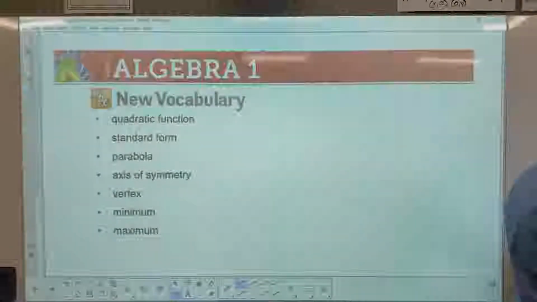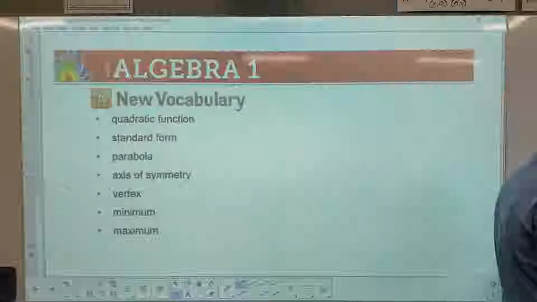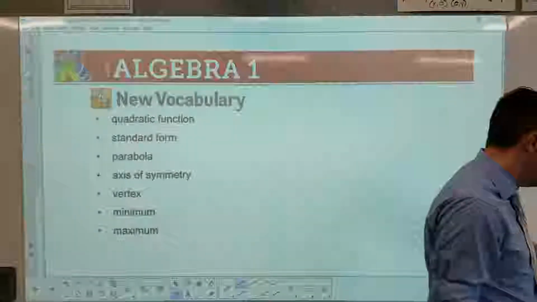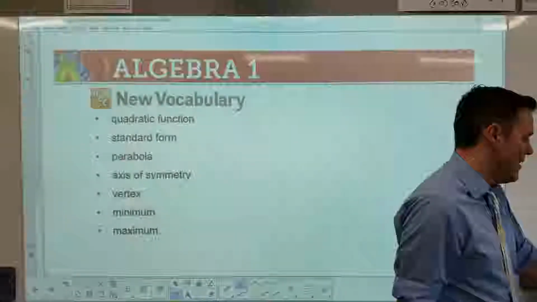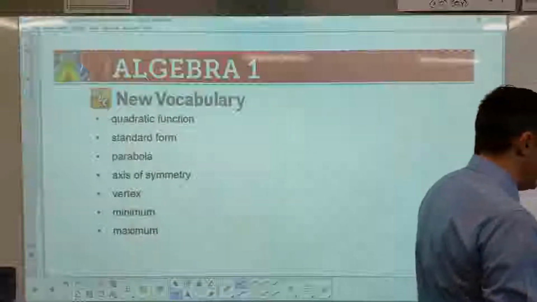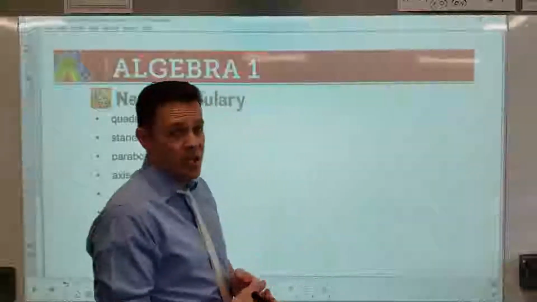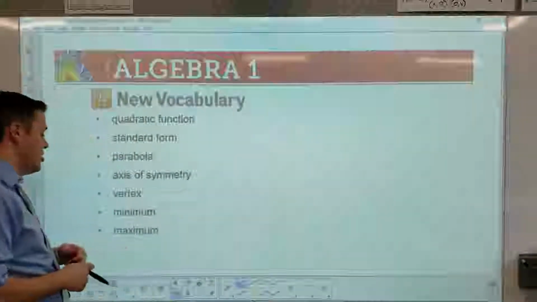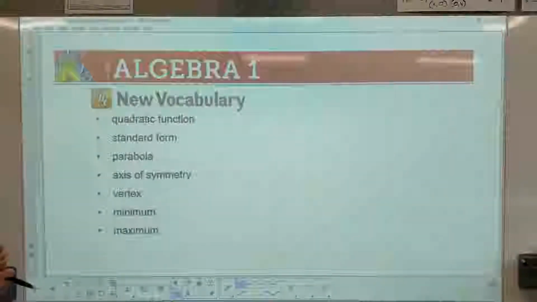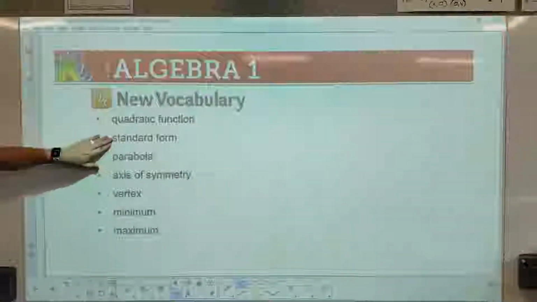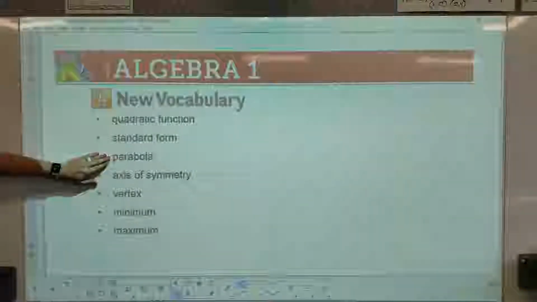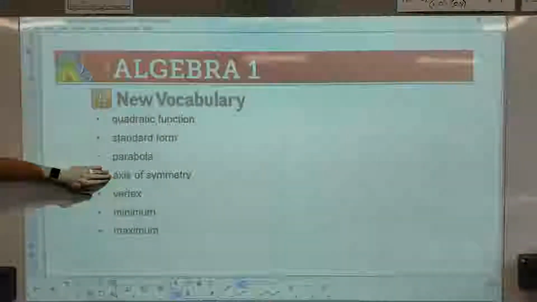Also, if you have your books at home and you want to follow along, we are on page 559. We're getting near the end of the book. It's been a long year, a great year actually in our classes, but we're on 559. Function, standard form, it's a big one. Parabola is just the shape of the graph. Axis is symmetry, we'll talk about that.